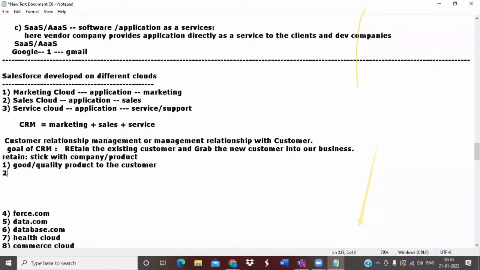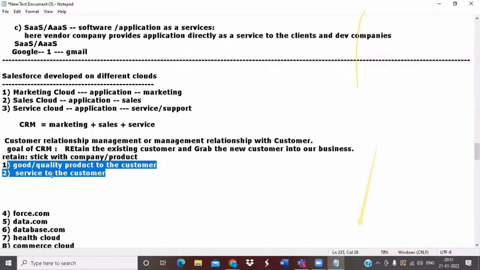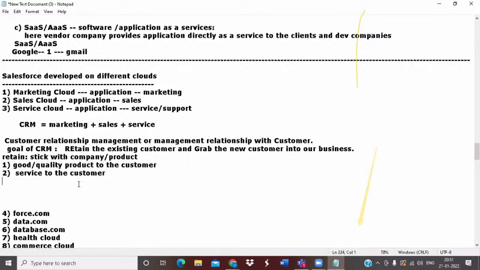Second important point is, after selling the product to the customer, we have to give good service to the customer. Yes or no? If you do not provide good service to the customer, then the existing customer will not be happy. In case the existing customer is not happy, we will not get new customers into the business. All of you understand this point? So we need to provide always quality product and also good service to the customer.